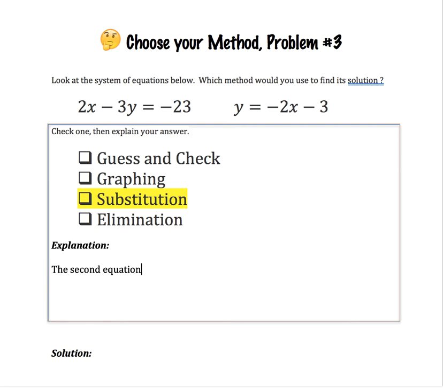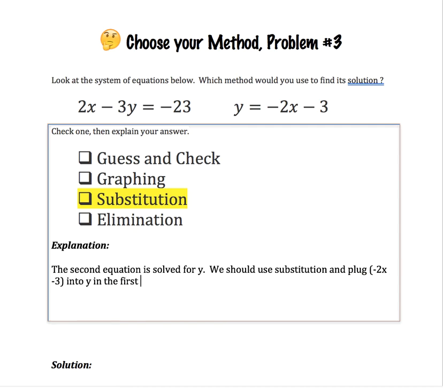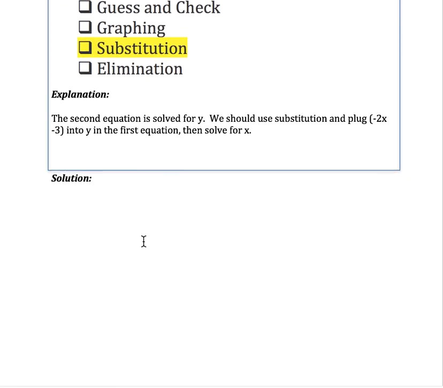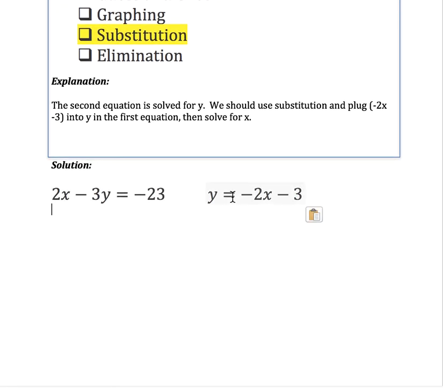The second equation is solved for y. We should use substitution and plug negative 2x minus 3 into y in the first equation, then solve for x. So let's do that down here. We're going to take this negative 2x minus 3 and plug it into y in the first equation. So I'm going to rewrite this first equation, but instead of y, I'm going to put parentheses negative 2x minus 3.